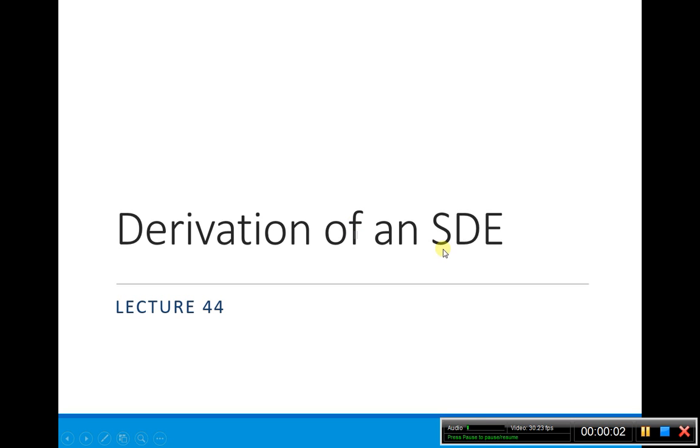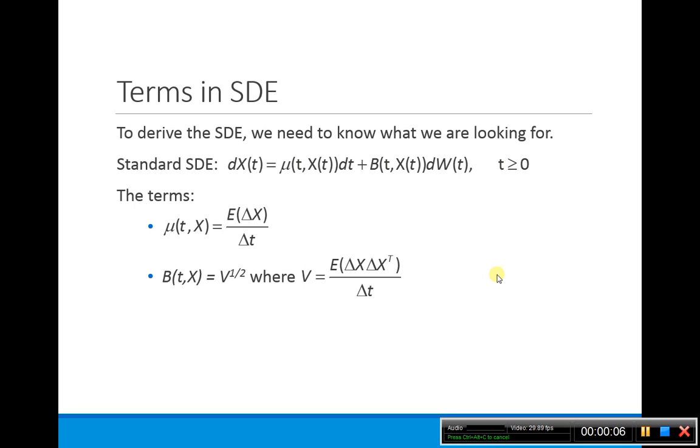This is lecture 44. We're going to talk about the derivation of a stochastic differential equation. Remember last time we talked about an SDE having this form: dx is equal to mu dt plus b dW. The term mu is given by the expected value of delta x divided by delta t. Our b is our covariance term, equal to v to the 1/2, where v is given by this formula.